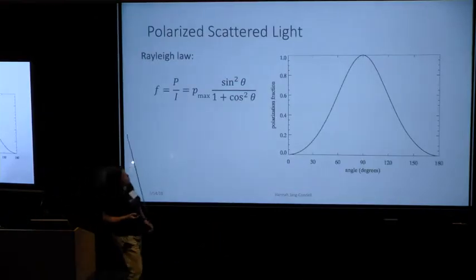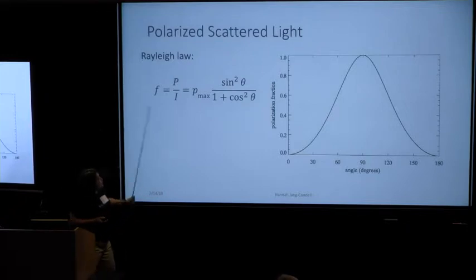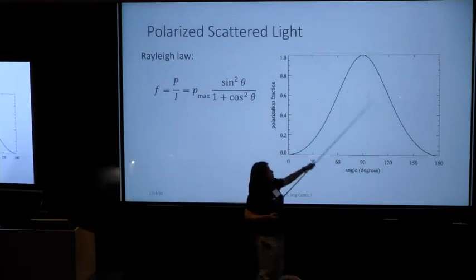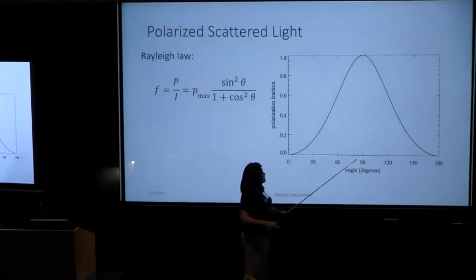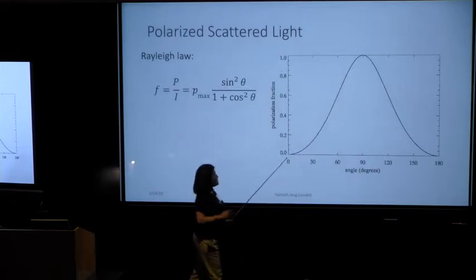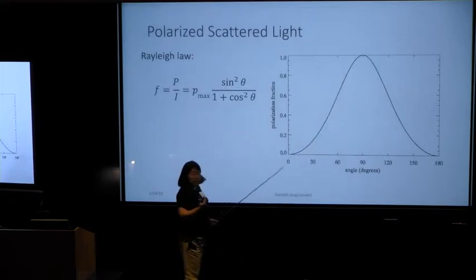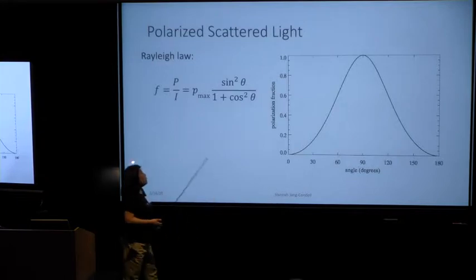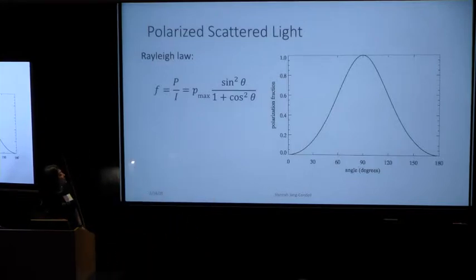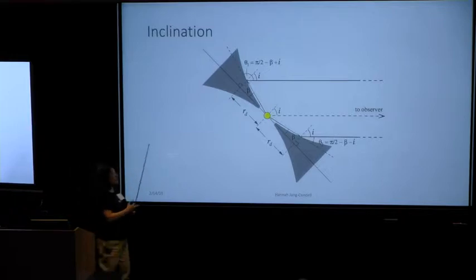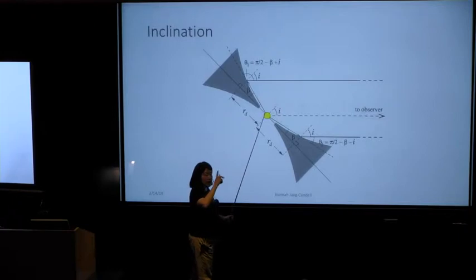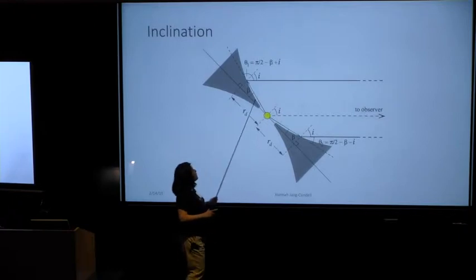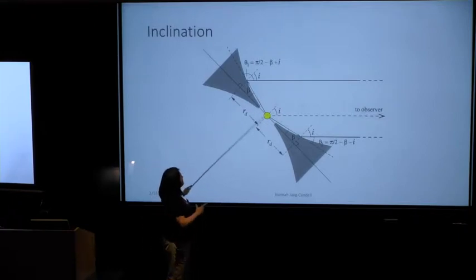And I just want to go through really quickly, what exactly is going on here. So this is your Rayleigh scattering law in terms of the fractional polarization. If you have light scattering at 90 degrees, you get the maximum amount of polarization. If it's exactly forward scattering or exactly back scattering, you get the least amount. So this is just the theoretical Rayleigh scattering law. And so what's going on in this disk? For this image, I'm just looking at what's going on at the near side and the far side of the disk. Okay, so here's my disk.